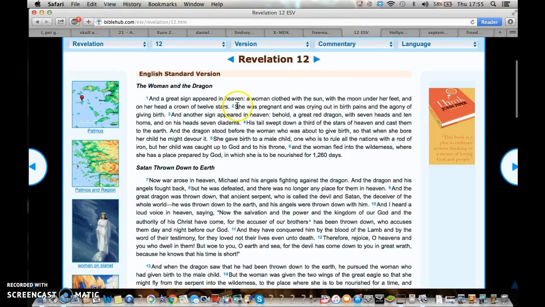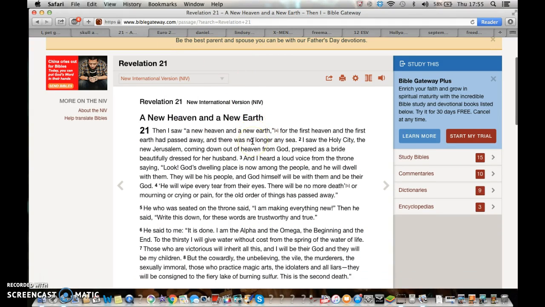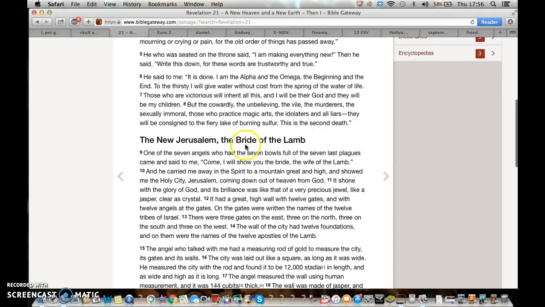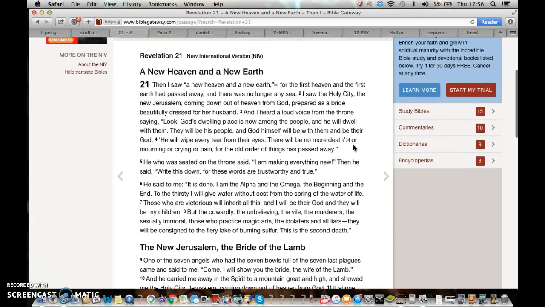So, see here it says, she was pregnant and was crying out in birth pains and the agony of giving birth. This is the woman and the dragon story in Revelation 12 of the Bible. If you swap the 2 and the 1 around, it becomes 21. And basically, that represents Revelation 21, a new heaven and a new earth, and the New Jerusalem and the Bride of the Lamb, which is to do with the wedding feast of the Lamb.